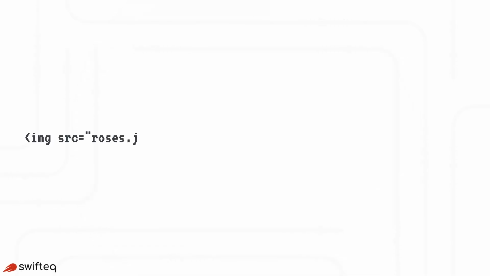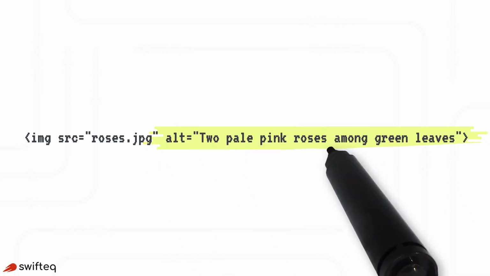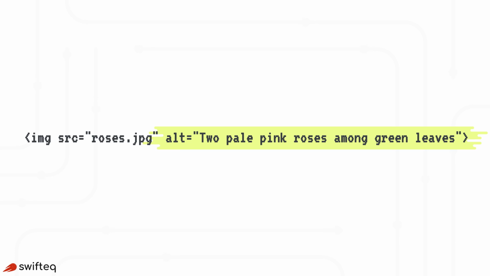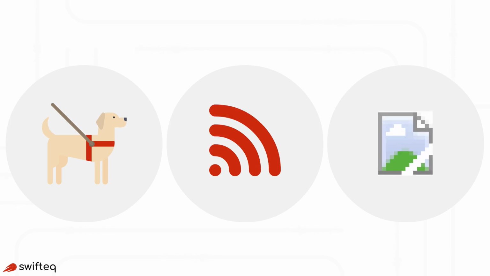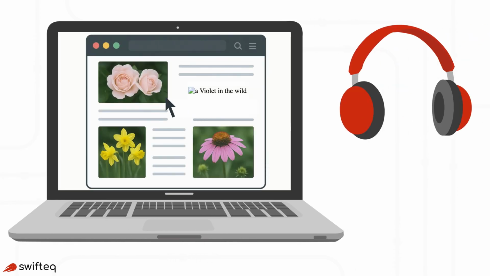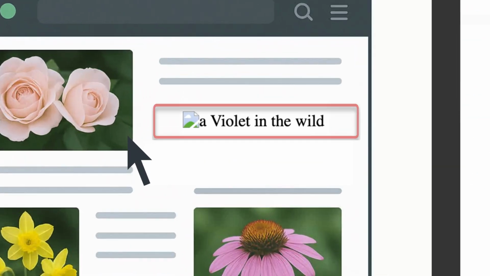Alt text, or alternative text, is a brief text description of an image embedded in a web page's HTML. Its main purpose is to make images accessible to users who may not be able to view them due to visual impairments, a slow internet connection, or a broken image link. Screen readers also use alt text to convey the content and purpose of images to visually impaired users. It also serves as fallback text if the image fails to load.